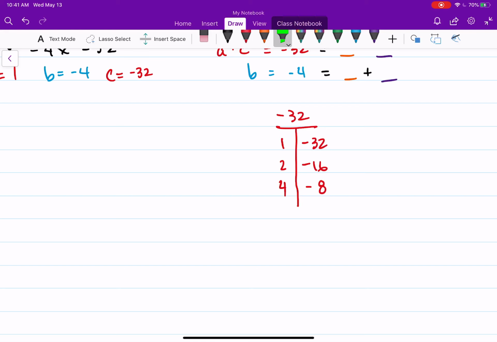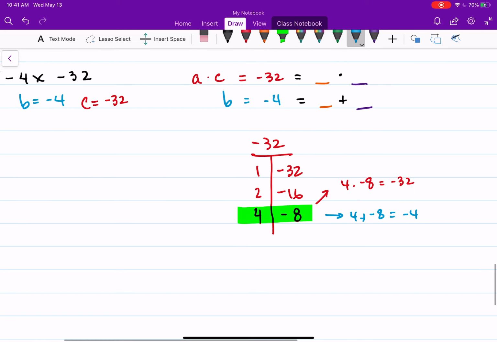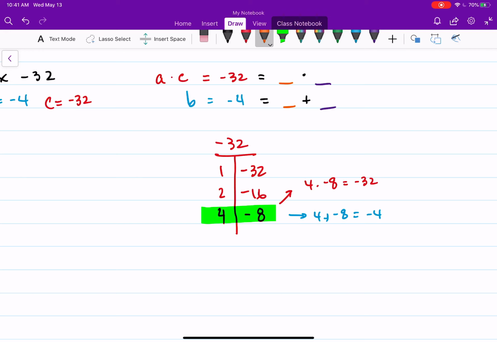So guess what I just found? These 2 numbers: 4 times negative 8 gives me negative 32, while 4 plus negative 8 would give me negative 4. Hey, that's exactly what I wanted. Awesome. So I have 4 and negative 8.